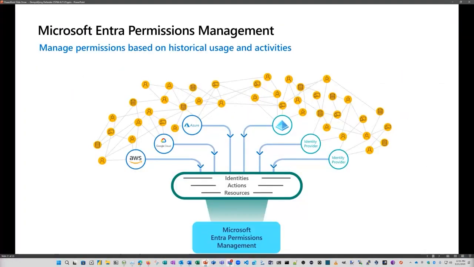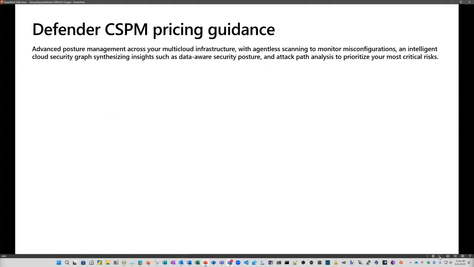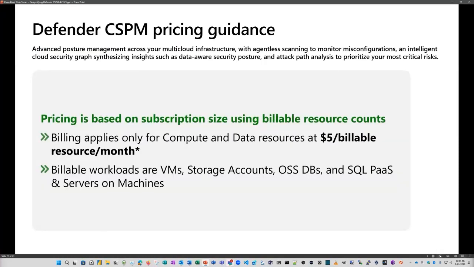The last slide that I want to go over before I close, and we are one minute over, and I apologize for that, is that Defender CSPM is billable at the cost of $5 per month per billable resource.